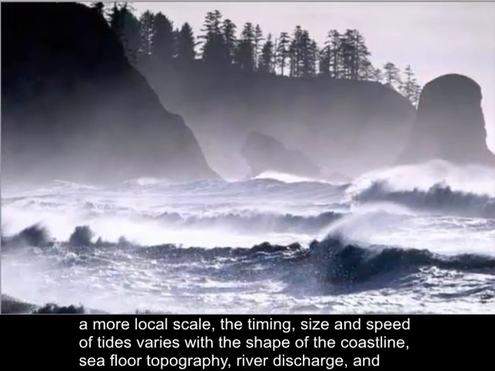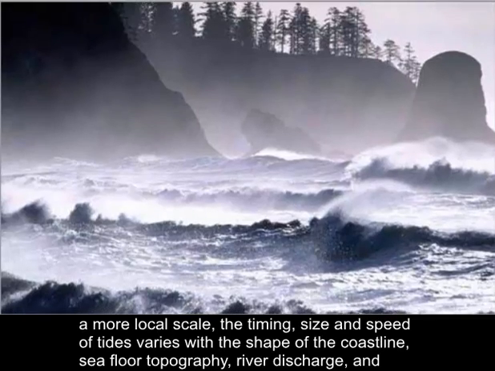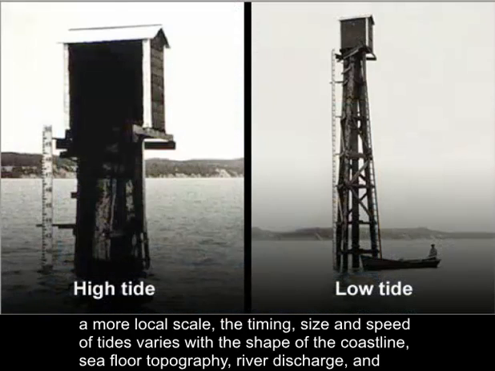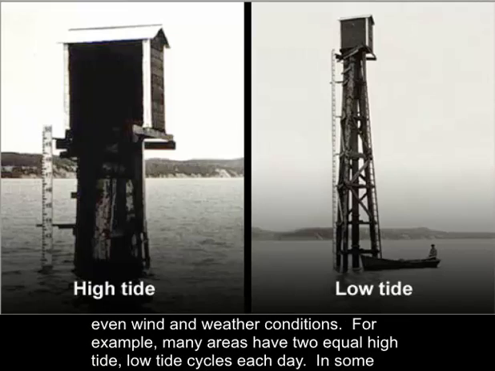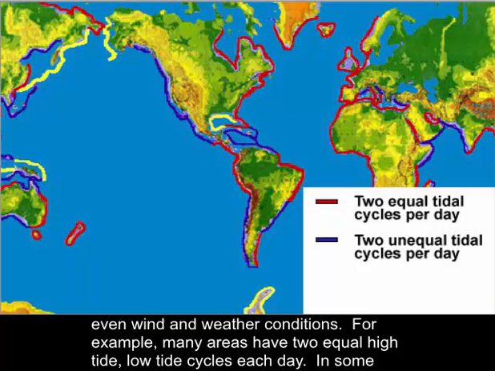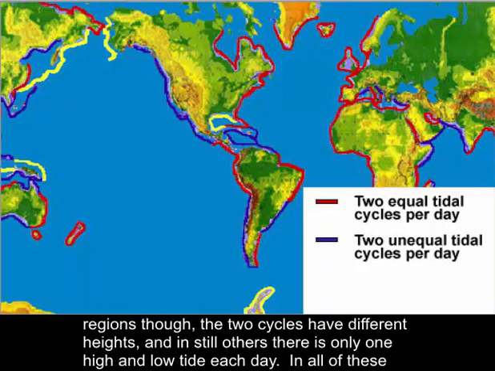On a more local scale, the timing, size, and speed of tides varies with the shape of the coastline, seafloor topography, river discharge, and even wind and weather conditions. For example, many areas have two equal high tide, low tide cycles each day. In some regions, though, the two cycles have different heights, and in still others, there is only one high and low tide each day.